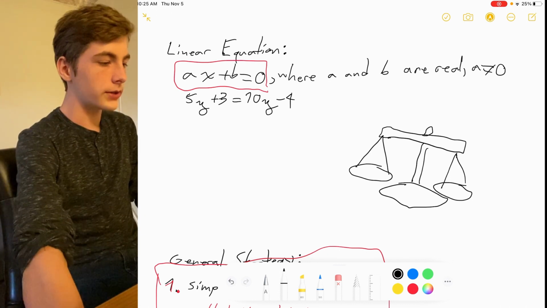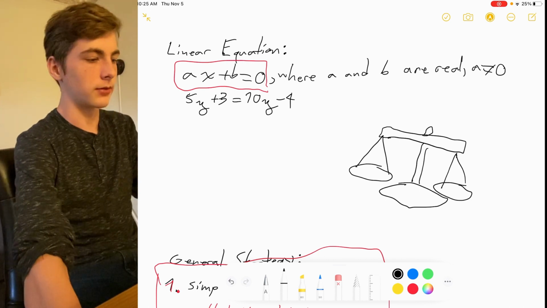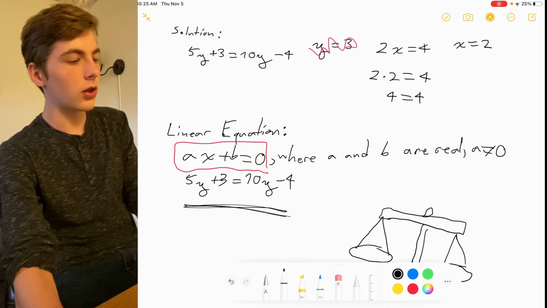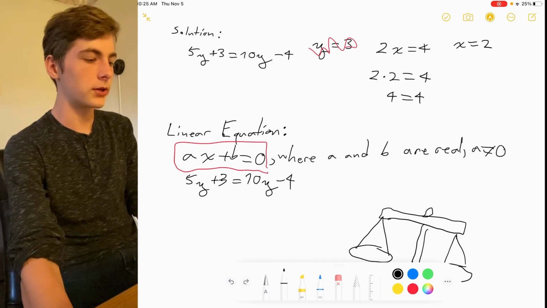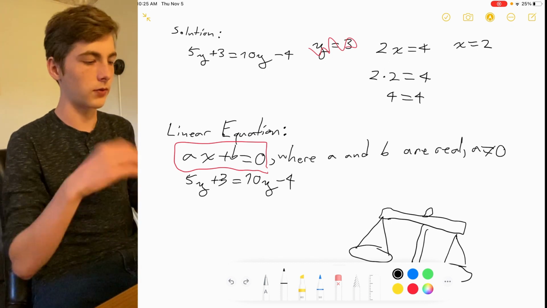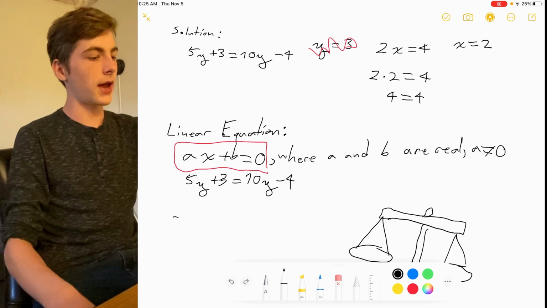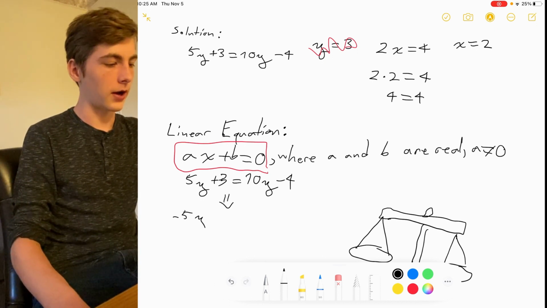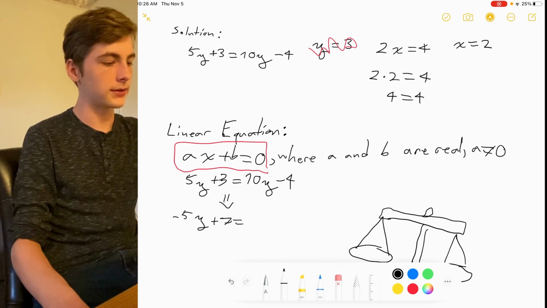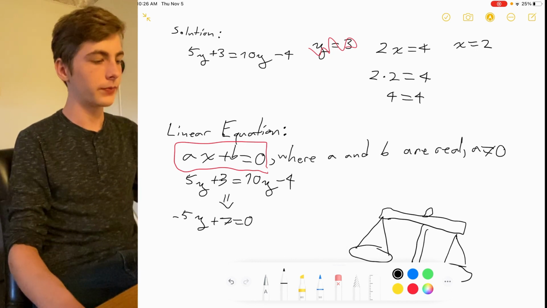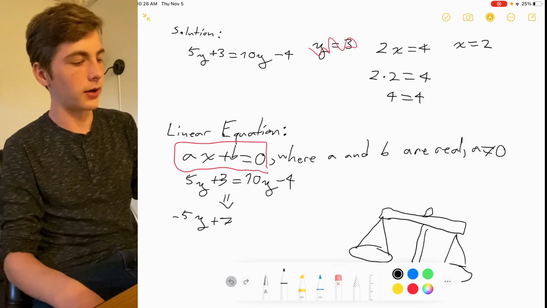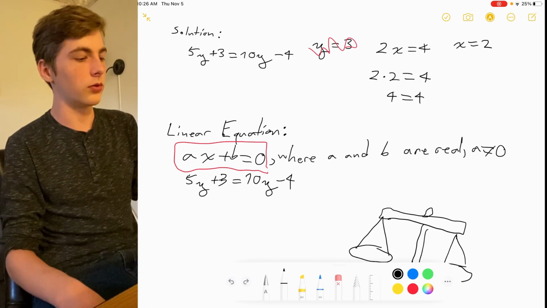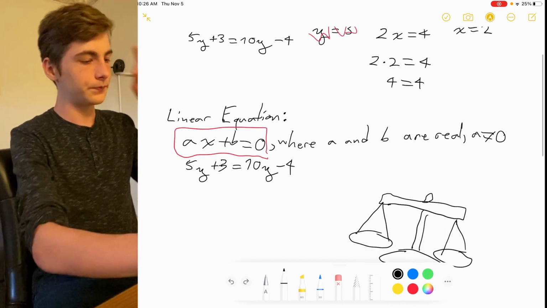I will say it's not always obvious that it is a linear equation by this definition, because if we take an equation like this, it doesn't look like ax plus b equals 0, but it turns out it actually is. You just have to rearrange things a little bit. It's actually the same thing as negative 5y plus 7 is equal to 0. Sometimes you'll just have to rearrange things a little bit, and we'll figure out how to do that in a second.